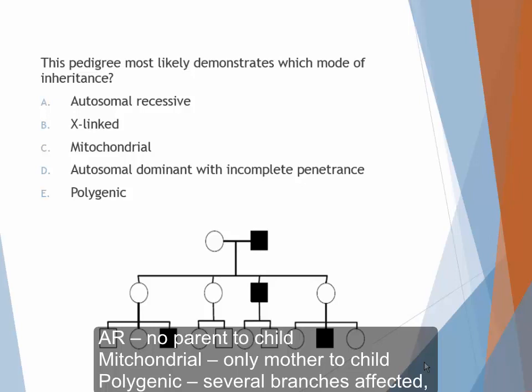It can't be X-linked. Why not? Because they're males. Because it went from male to male, that's right. So it's kind of tricky because only males are affected in this pedigree. So you could have said, oh, it's X-linked because only males, no females, are affected.